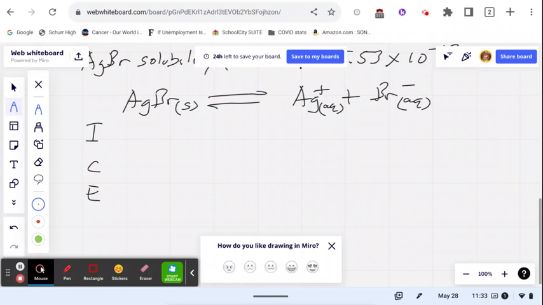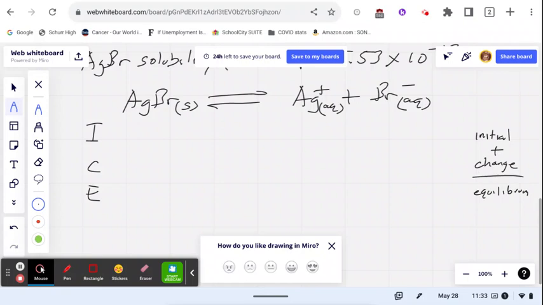So what we're going to do is, I stands for initial. I'm going to put this over here on the right. These are the initial amounts or concentrations. C stands for change, the change until you get to equilibrium. And E stands for equilibrium. Essentially, initial plus change equals equilibrium.